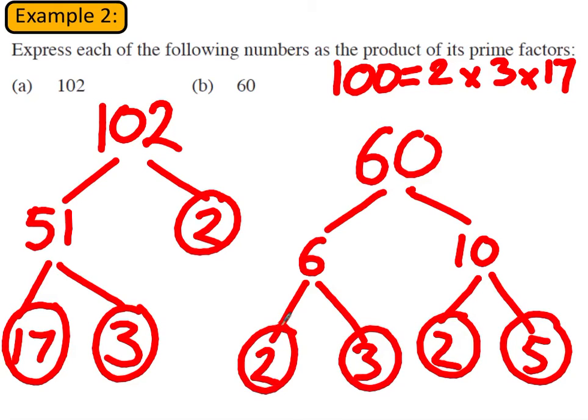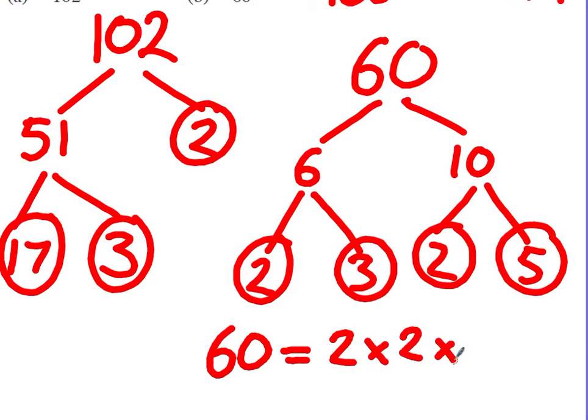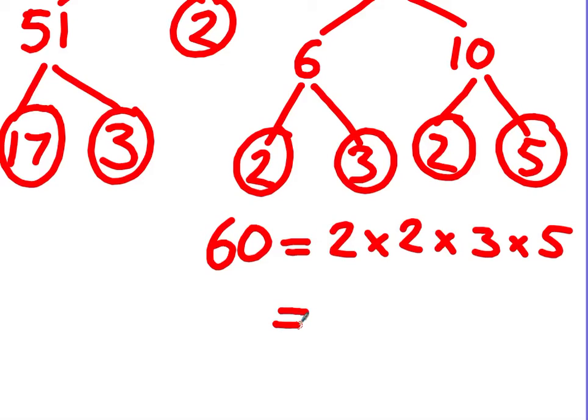That's me identifying the prime factors of a number. All that's left is for me to write out this as a product of its primes. So 60 is equal to 2 times 2 times 3 times 5. We're almost finished. Let's just neaten this up a bit by using index form. I've got 2 times 2, so I'm going to write 60 as 2 squared times 3 times 5.